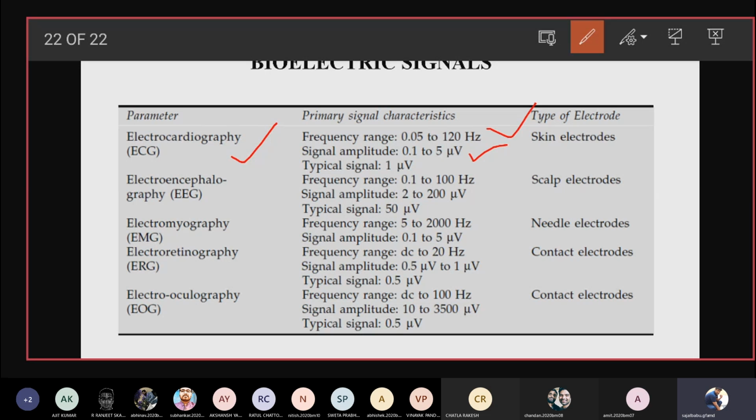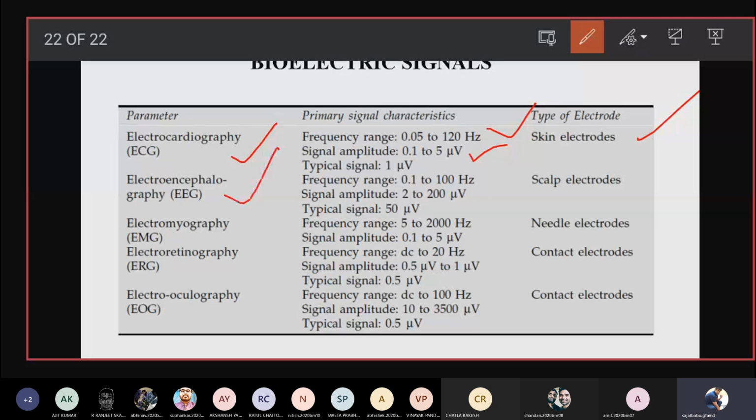In ECG, you use skin electrodes. You will get all these things when you study the ECG. Try to remember what the amplitude range and the frequency range are. For the ECG, that means the electrical activity of the heart, the amplitude range is 0.1 to 5 microvolts, and the frequency range is 0.05 to 120 Hz.